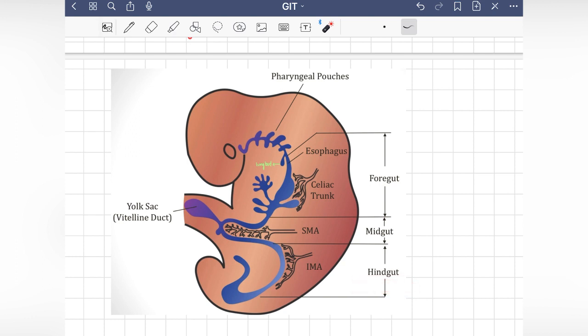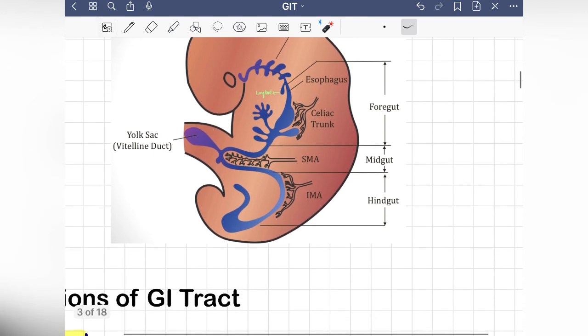The three sections of the developing embryo will each eventually be supplied by a different branch of the abdominal aorta. All the structures that derive from the foregut will be supplied by the celiac trunk, that includes the esophagus and the stomach, which is budding out here, and other structures. The midgut will all be supplied by the SMA, the superior mesenteric artery, and the hindgut will all be supplied by the IMA, the inferior mesenteric artery.